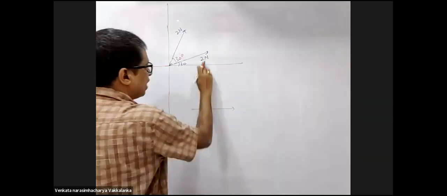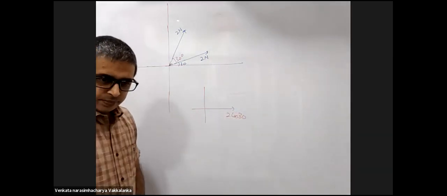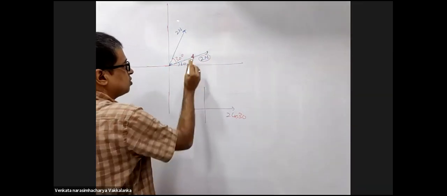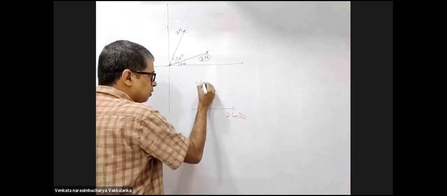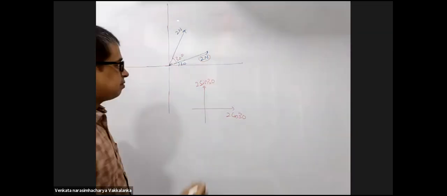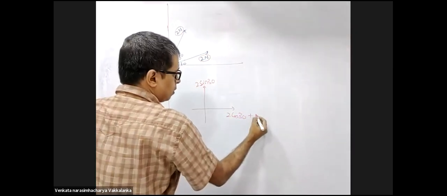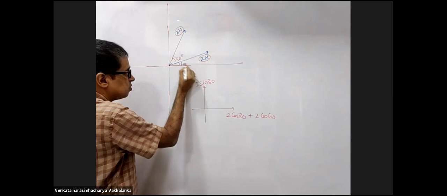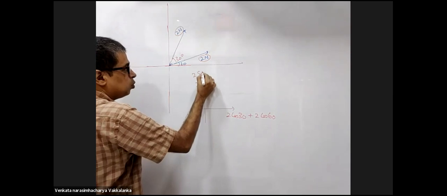2 Newton along x-axis will be 2 cos 30. Do you all agree with that? I am first resolving this. 2 cos 30. What will its component along y-axis be? 2 sin 30. Everybody clear with this, right? Now resolve the other 2 Newton along x-axis. 2 cos 60, because the angle which it makes with x-axis is 60. And this 2 Newton along y-axis will be 2 sin 60.